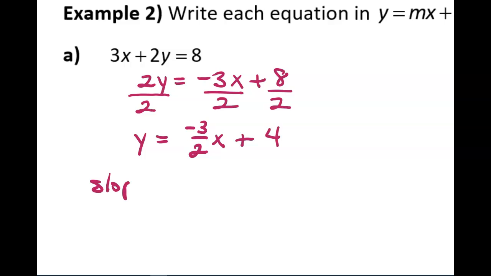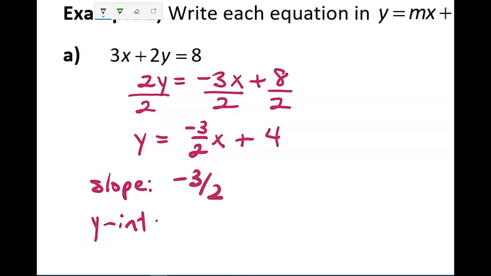That means that the slope is 4, and the y-intercept is the point, I'm sorry, I misspoke there. My bad. The slope is not 4. Sorry, the slope is -3/2. The slope is that coefficient of x. And the y-intercept is the point (0, 4). All right, let's check out another example.